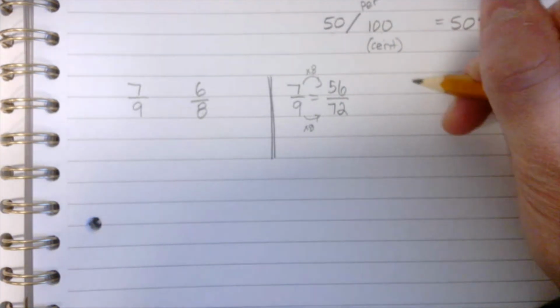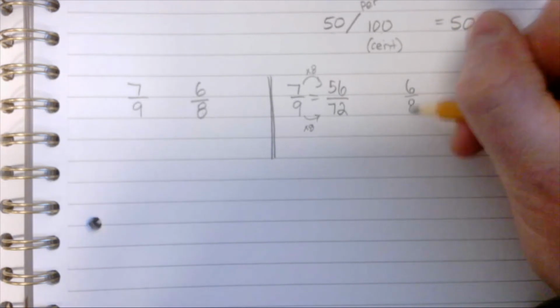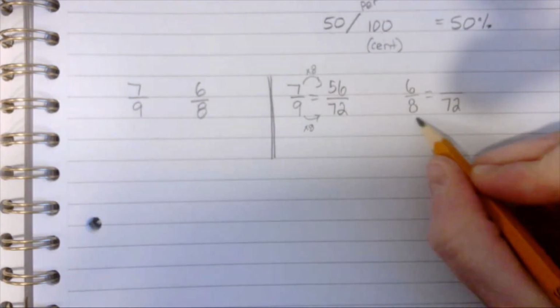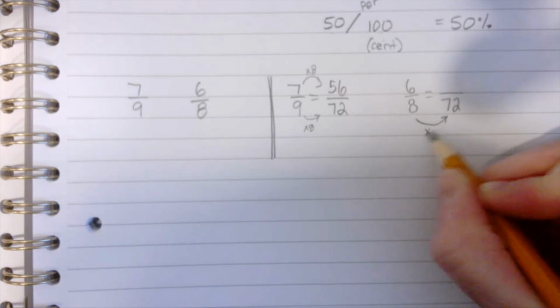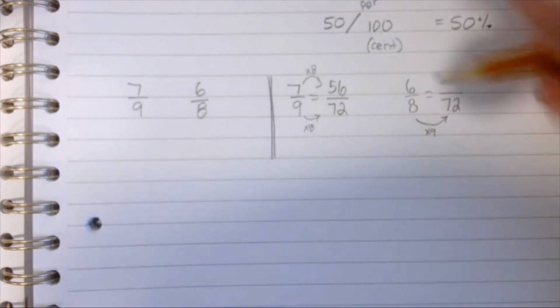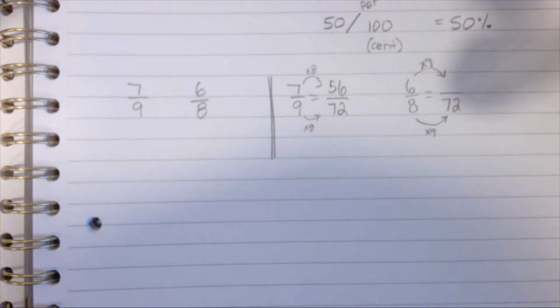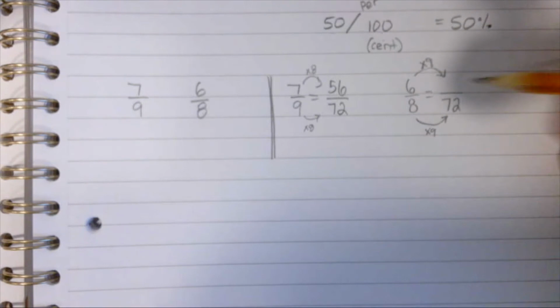And I'm going to do the same thing for 6/8. I'm going to make it an equivalent fraction out of 72. And I do that by multiplying by 9. And what I do to the denominator, I want to do to the numerator to keep things in proportion. And 6 times 9 is 54.